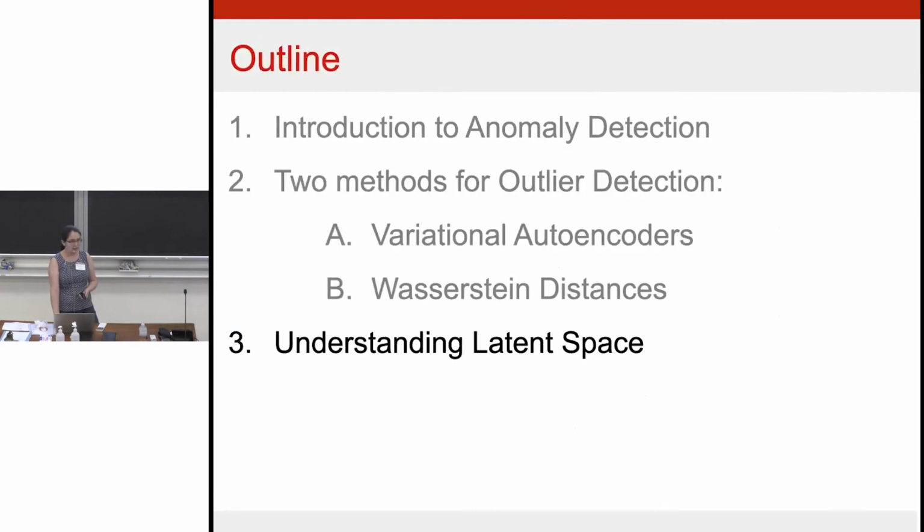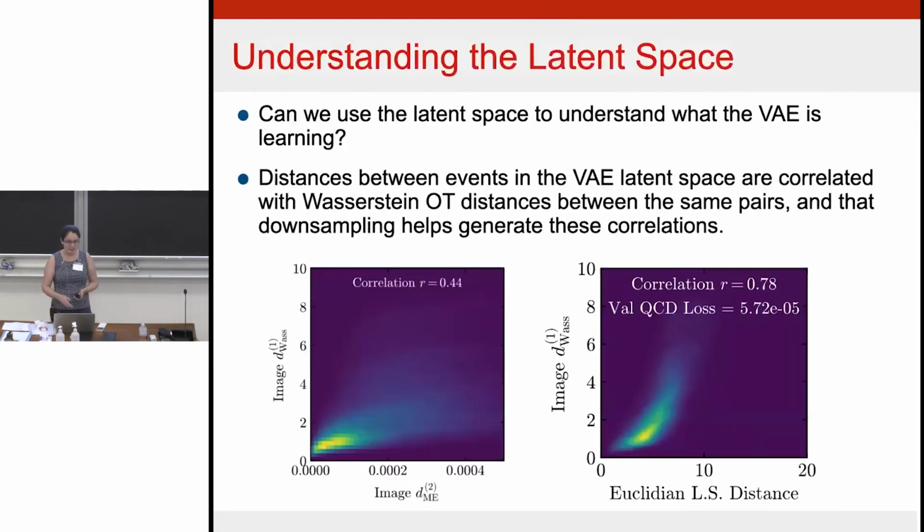Okay, so finally, understanding the latent space. So what is this autoencoder actually learning? It's one thing that we're always interested in when we're talking about machine learning. It's a black box. And the thing that we found is that the distances between events in the VAE latent space are correlated with Wasserstein optimal transport distances between the same pairs of events.